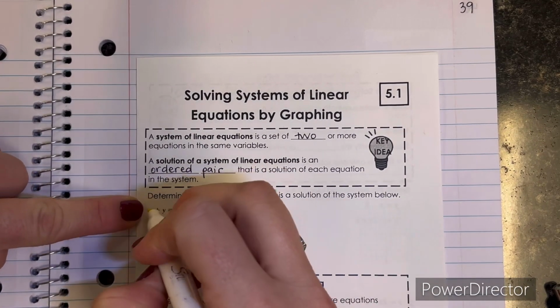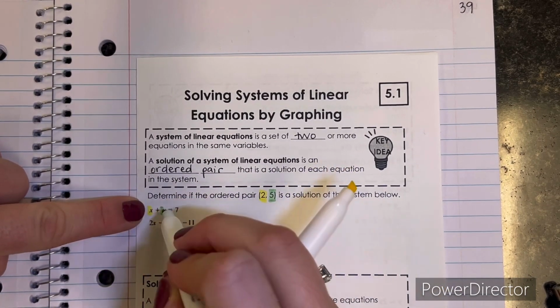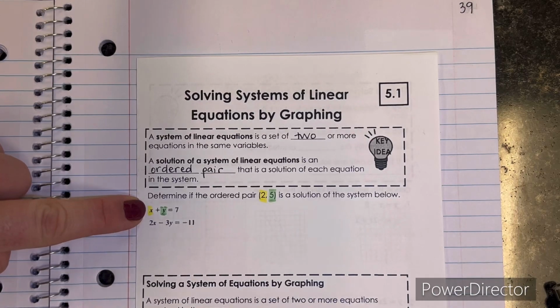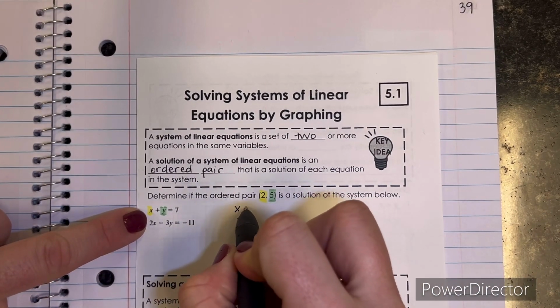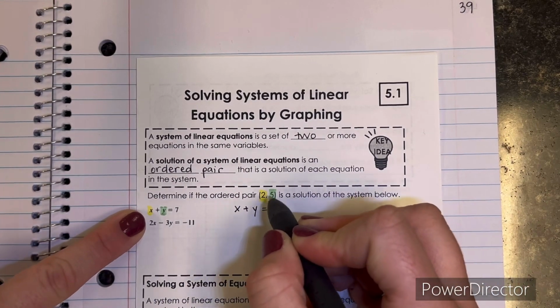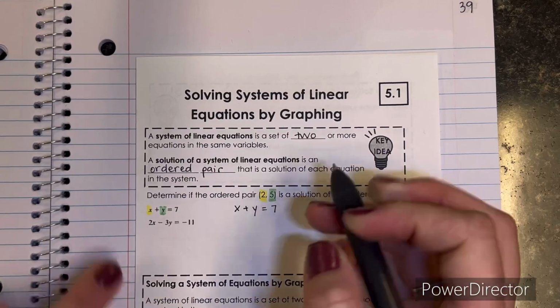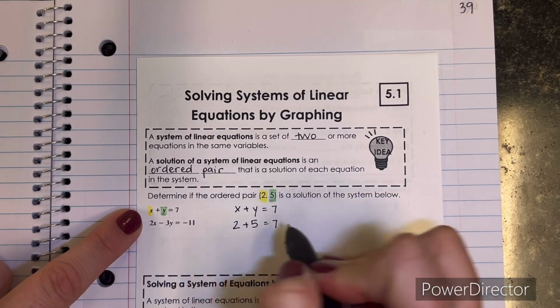My x value is going to be that 2. My y value is going to be that 5 right there. And I need to see, does it give me a true statement? So this first equation was x plus y equals 7. But now I'm going to plug these numbers in there instead. So I'm going to have 2 plus 5 equals 7.